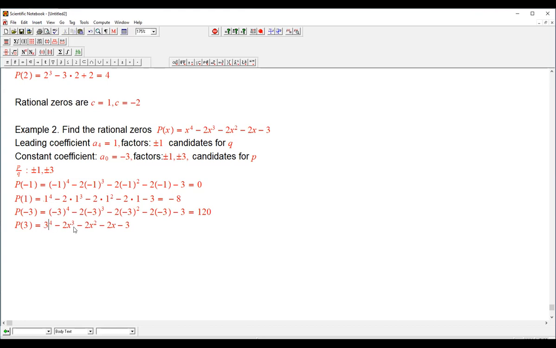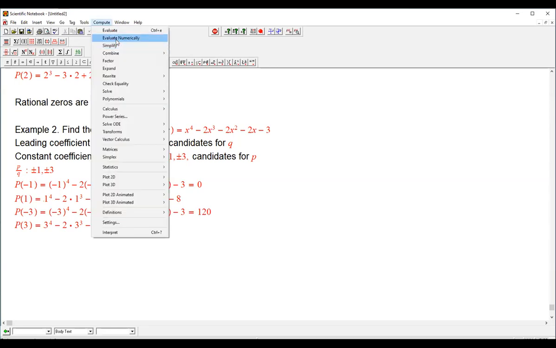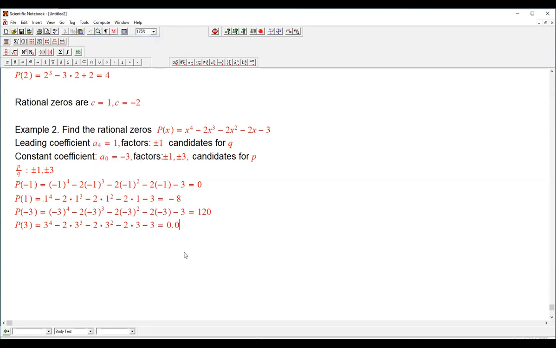Now replace x by 3. What do we get here? We get 0 again. Wonderful. So the rational zeros we have here are c equals -1 and c equals positive 3.